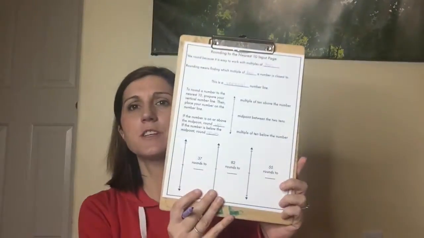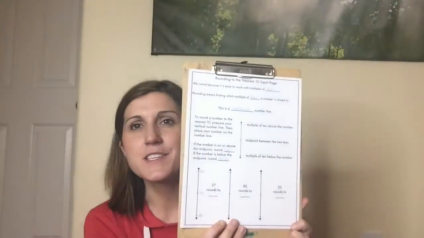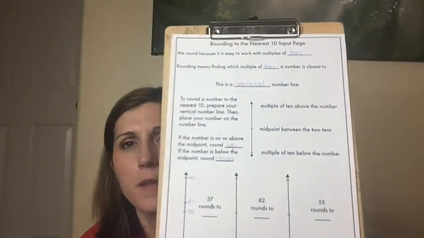All right, now we have some examples to look at. So 37 rounds to. Well, I have to prepare my number line first. 37 is between 30 and 40. So I'm going to put 30 on the bottom and 40 on the top. And halfway would be 35. So I've got that on there. So my number line is all ready for me to put 37 on. All right, well, 37 would be about here. Probably a little higher. Doesn't really matter because I know it's above the midpoint, so it's going to round up to 40.